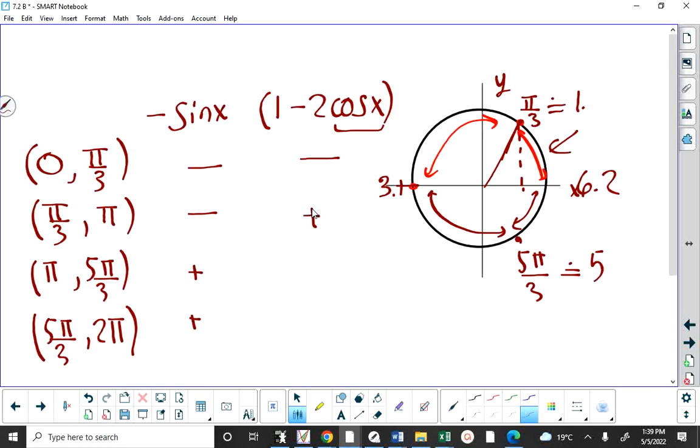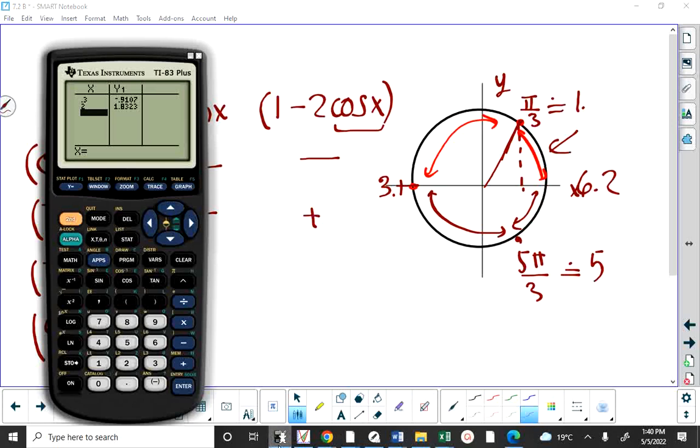Now I'm going to put in a number between pi and 5 pi over 3. Pi is about 3, right? We're not splitting the atom here. 5 pi over 3 is about 5. 4 would be in there. And we're just about done, because we're not going to actually do much more here.